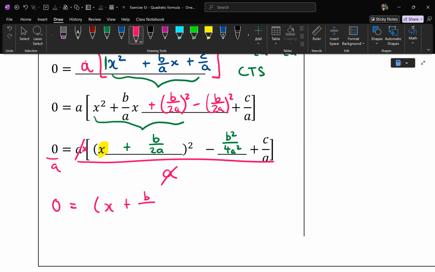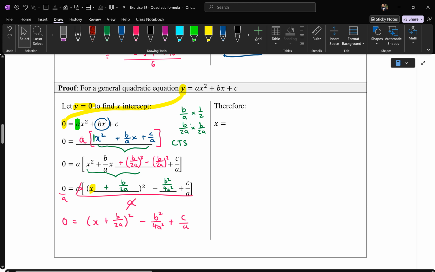x plus b over 2a all squared minus b squared over 4a squared plus c over a. Looks complicated, but now you just move everything across. Move this one over here, subtract both sides, add both sides, square root both sides, and then bring this over, and that's how you get... That's where the formula is coming from. So let's do it. Let's break it apart.